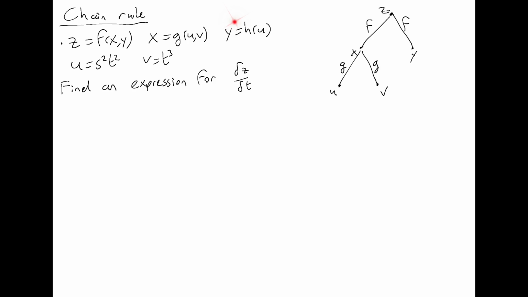What about y? Well, y only depends on u. So we only have a single path here. y depends only on u, and this is again given by the function h. Okay, what about u? Well, u, as we see here, depends on s and t. v only depends on t. So u depends on s and t, and v only depends on t. And u again depends on s and t. So these are given by explicit functions, so I don't write a letter here because these are explicit. Okay, so that finishes building the tree.